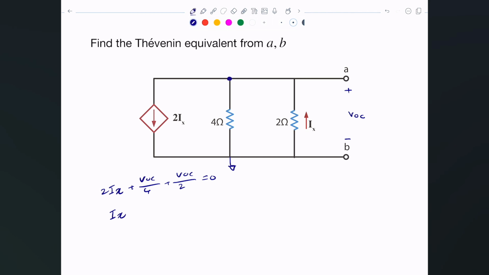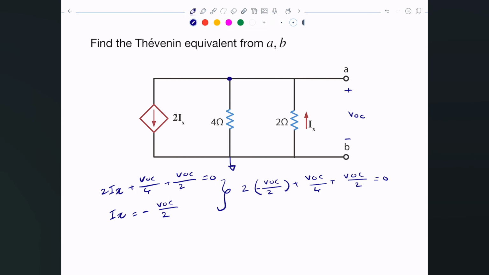Well, we know the Ix. Where's Ix? Ix is here. It's simply, between here and here is a VOC, and the current is actually going to the negative side, so based on Ohm's law, that will be negative V open circuit divided by 2 ohms. So I'm going to combine these two. That means it's 2 times negative V open circuit divided by 2, actually there's a negative in here because of the passive sign convention, plus V open circuit divided by 4, plus V open circuit divided by 2 equals 0.